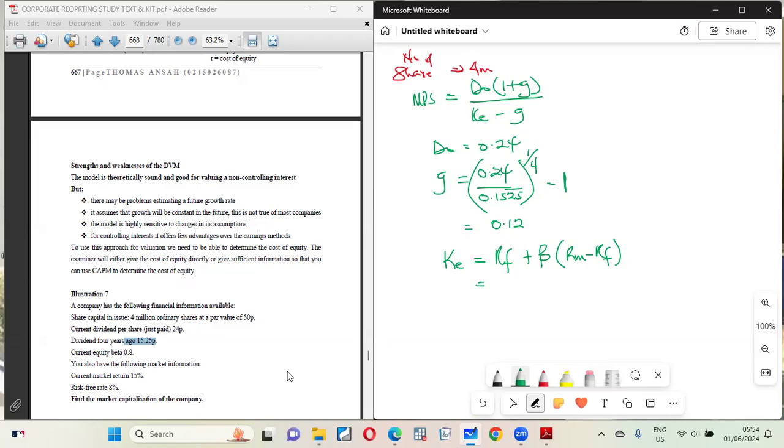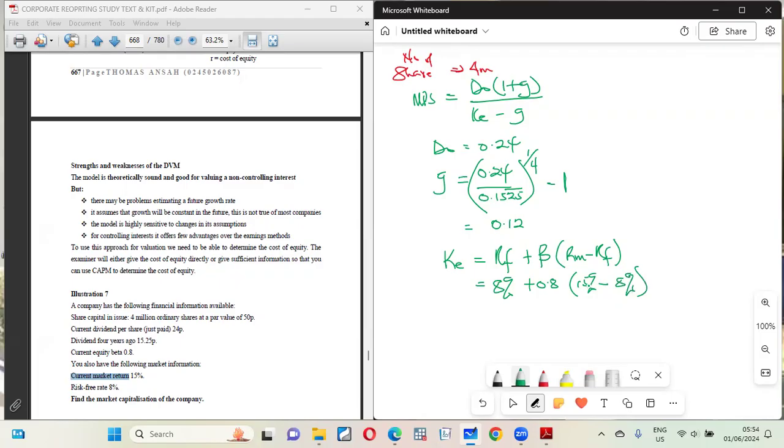So now, the question said the risk-free is 8%. So that 8%, we have 8%. And beta, current equity beta is 0.8. We have current market return to be 15. I've told you that the figure inside here is called risk premium or market risk premium. So if that figure is given to you, you don't subtract anything again. You just put it in straight. All right, be guided. Then RF again, which is 8%.